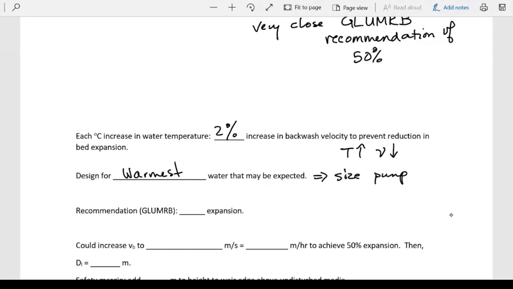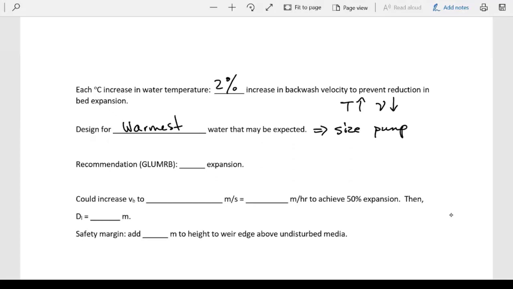As long as we have variable speed, we can then reduce the pumping rate so that we don't wash out our fines during the colder temperatures. And as I mentioned above, we want 50% expansion.